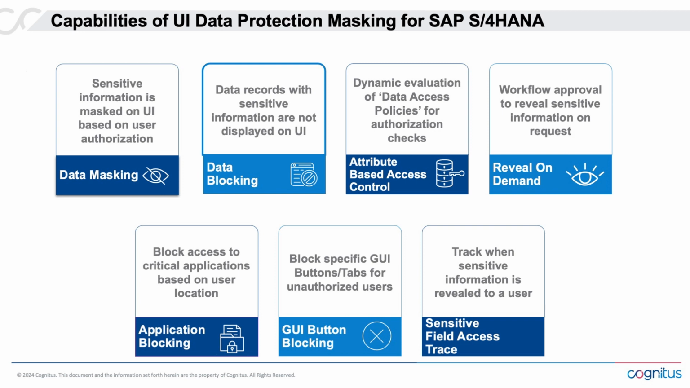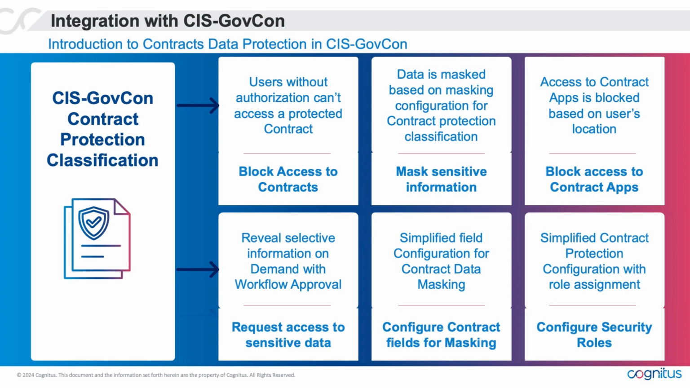Now we are going to take a look at the contracts, data protection and CIS-AD and how information on sensitive contracts can be protected. So it's all driven by CIS-AD contract protection classification, which is a part of the current CIS-AD solution, and it essentially tells us which contracts hold sensitive information and what level of authorization is required to access the information. For instance, you can mark contract as restricted, confidential, etc.